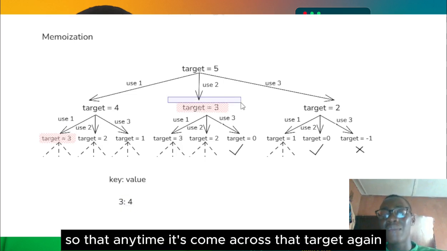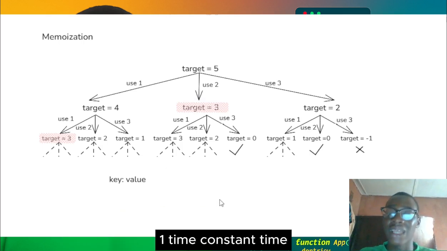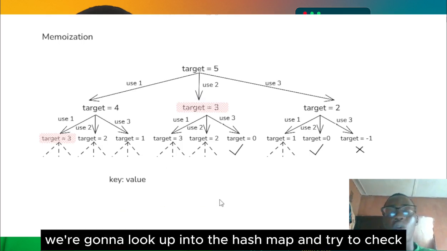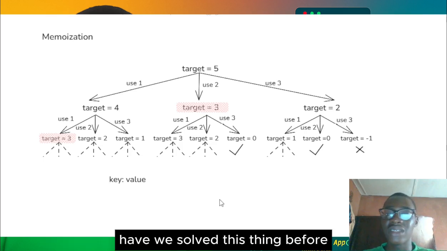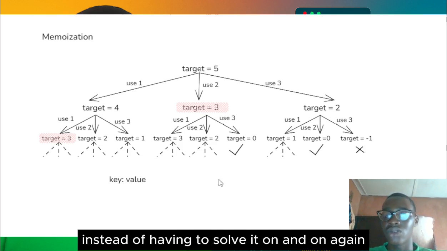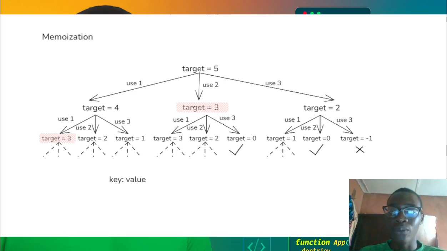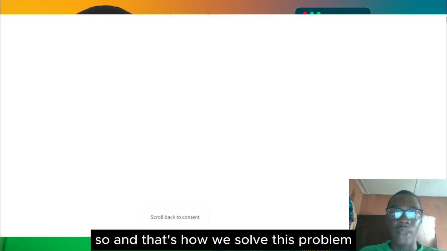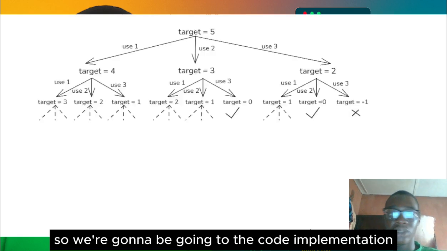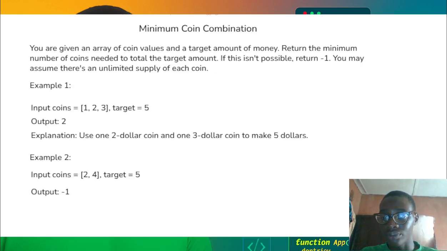So that anytime we come across that target again, we're just going to check the hash map in O(1), constant time. We're going to look up the hash map and check, have we solved this thing before? If we have solved it, we just return the value instead of having to solve it on and on again. So simply we are just going to be using a hash map to do that. So that's how we solve this problem. We are going to go to the code implementation, right? And stay tuned.